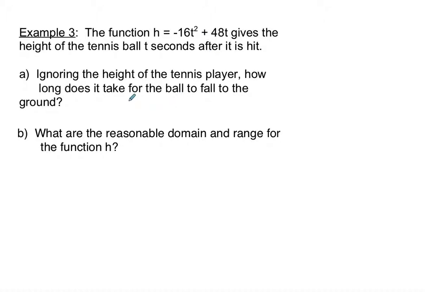So I can say that it's 0. I can plug in 0 for h is equal to negative 16t squared plus 48t. So now I'm going to use GCF. I can pull out the negative 16t, and I'm left with t minus 3.